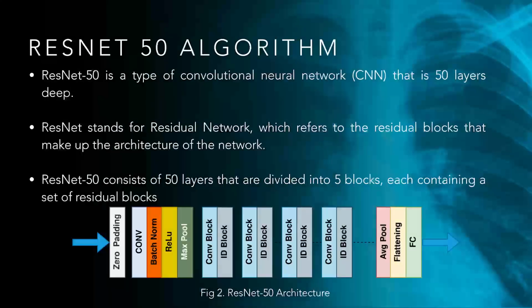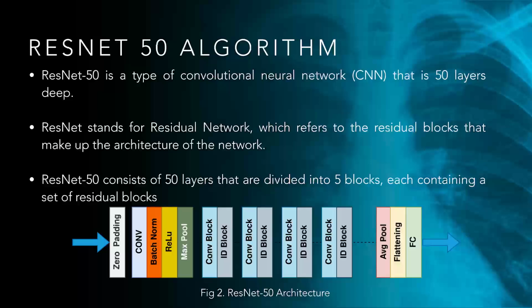ResNet 50 algorithm. Our CNN is based on ResNet 50 architecture. ResNet 50 is a type of convolutional neural network that is 50 layers deep. ResNet stands for residual network, which refers to the residual blocks that make up the architecture of the network. ResNet 50 consists of 50 layers that are divided into 5 blocks, each containing a set of residual blocks. Zero padding, convolution, batch normalization, ReLU, which is an activation function that we have used in our project, max pool, convolution block, ID block, and such 4 blocks are there.